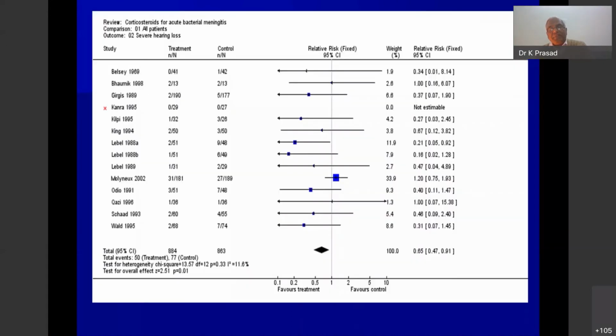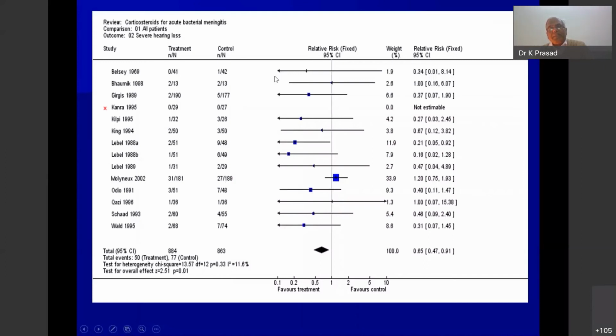So one example of this will perhaps help you to understand. This is our own meta-analysis, corticosteroids for acute bacterial meningitis. These dots which you see in the center are point estimates. And then the lines on either side are confidence intervals. Now you can see that arrows are there.